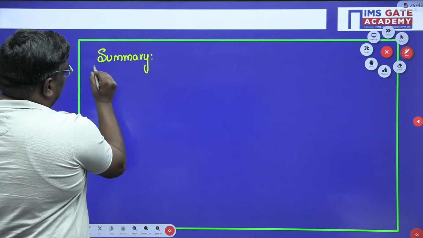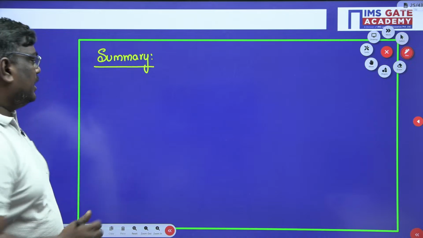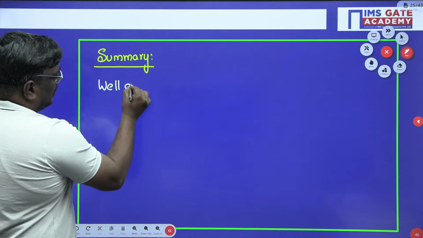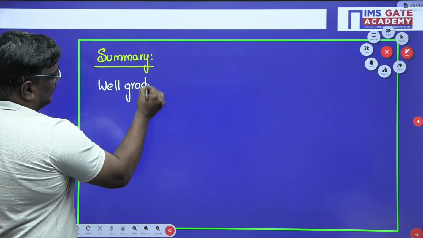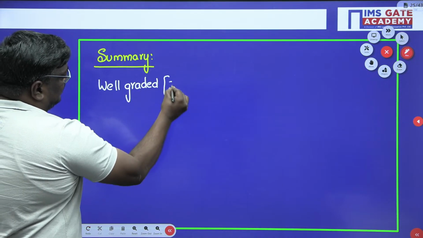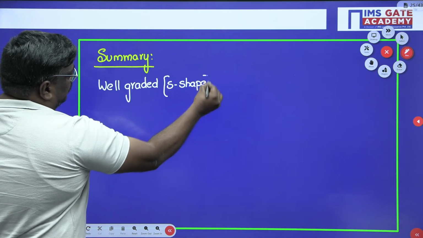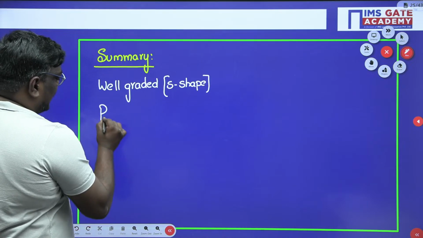Today, my dear students, we have come up with the well-graded soil. What do you mean by well-graded? Particles of all sizes are present. And usually well-graded will be in which shape, sir? S shape. And if you talk about poorly graded, some particles are missing.